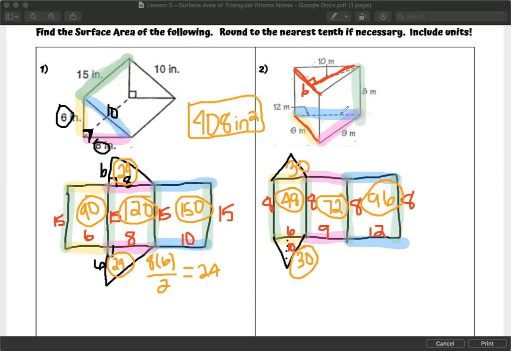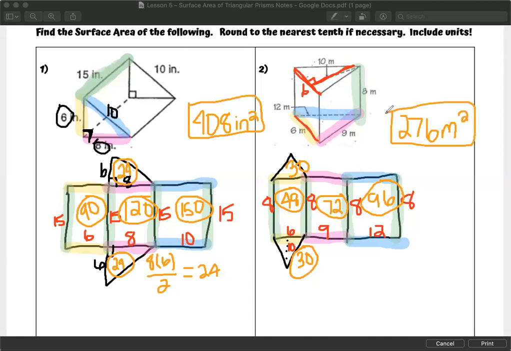Now we can add these up to get our total surface area. So we have 48 plus 72 plus 96 plus 30 plus 30 equals 276 meters squared. All right, so those 2 examples we did with a net, we're going to do one without.